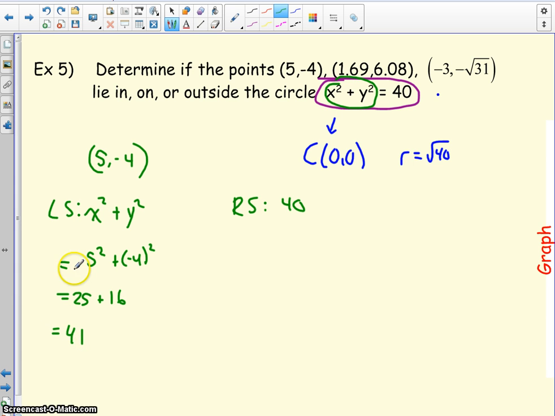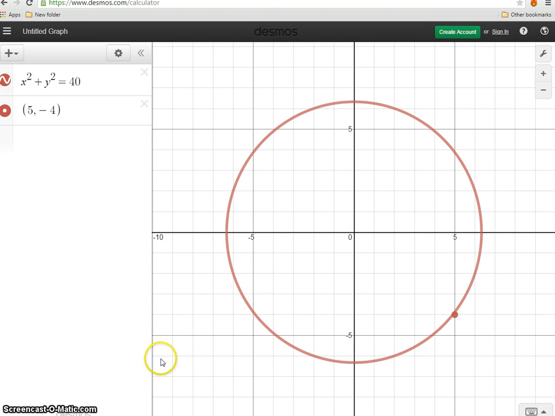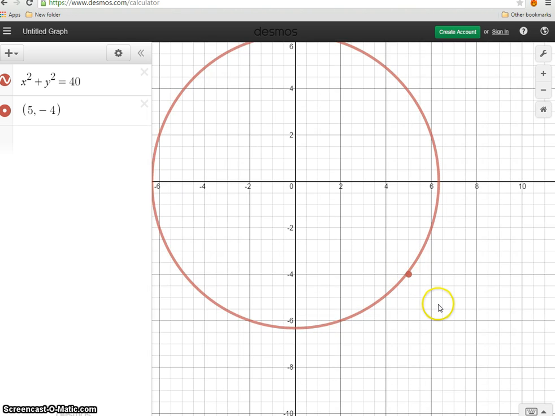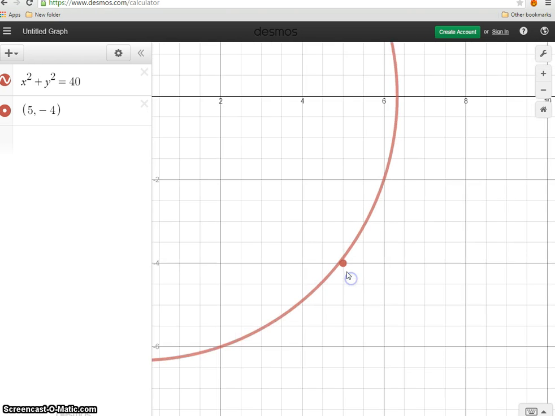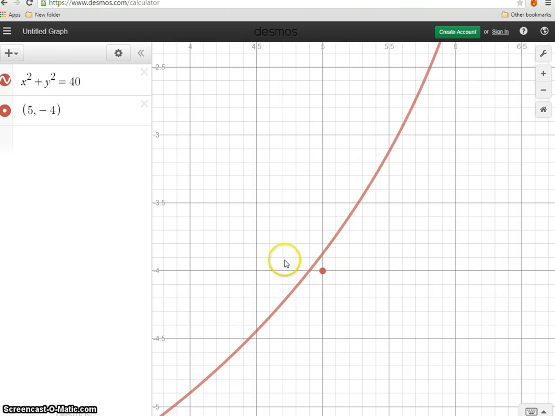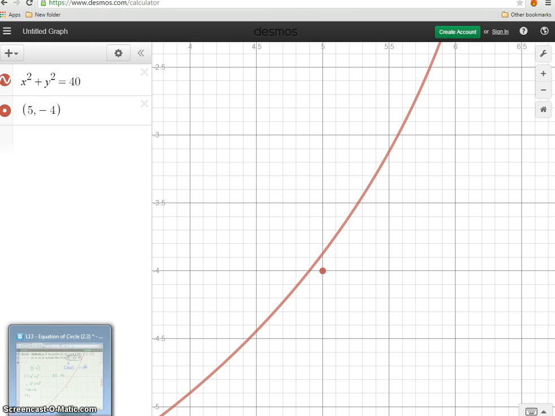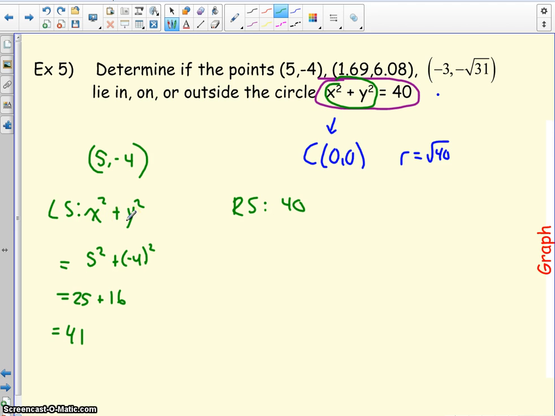Okay, so my left side is actually larger than my right side when I put in that point (5, -4). Let's see what this means on a graph. On a graph, I've put in x squared plus y squared equals 40, and I've thrown in the point (5, -4). It looks really close to the circle. When I zoom in really close, I can see that the point is outside the circle. So that's what the math is telling me: since the left side is larger than the right side, this point is outside the circle.